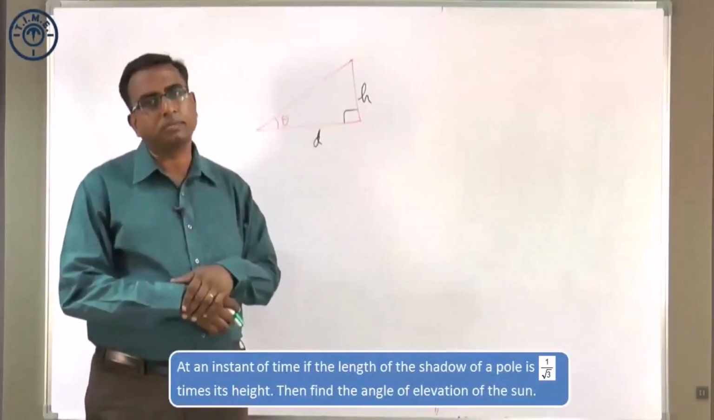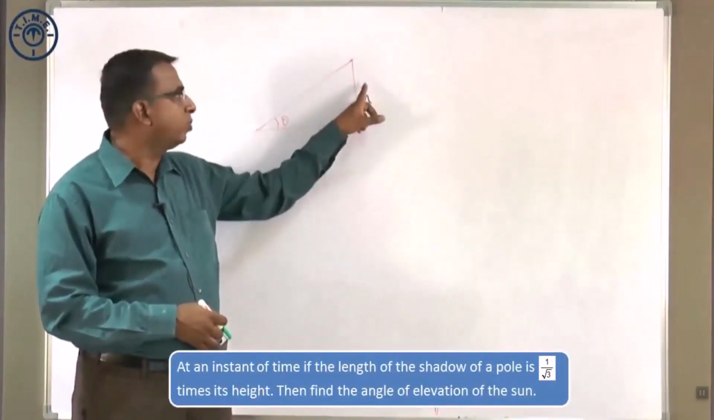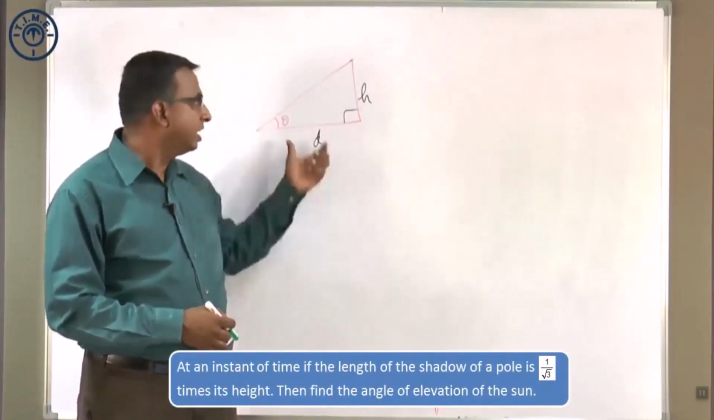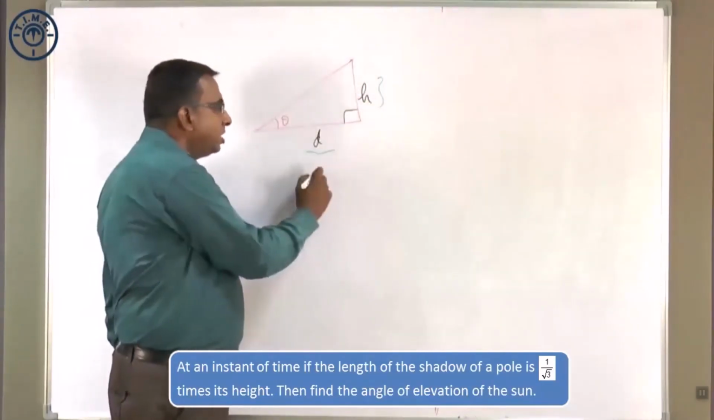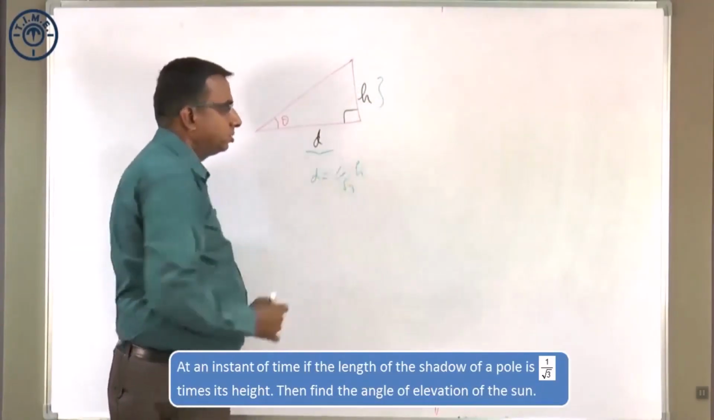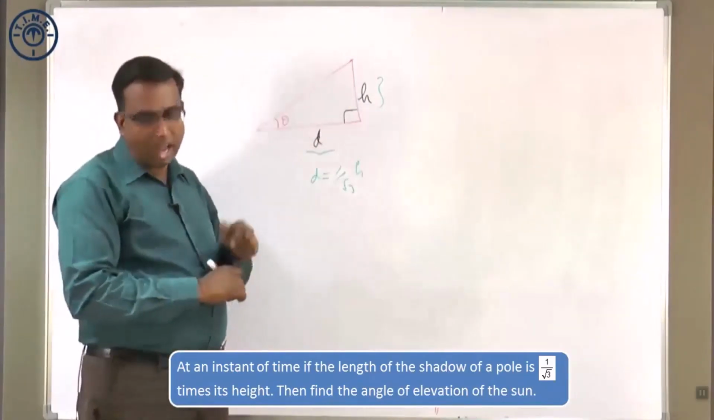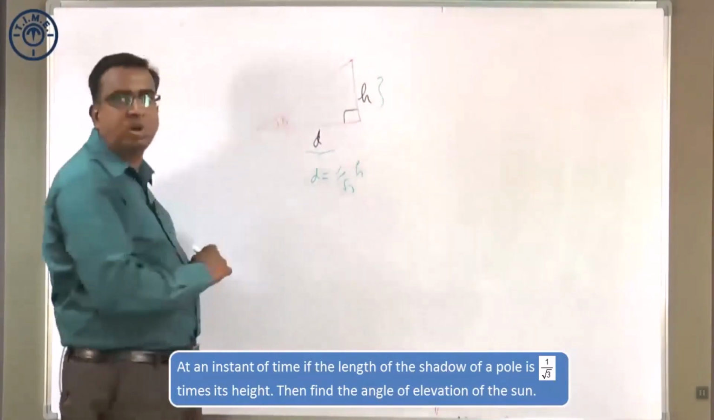Here we have a problem where there is a pole. The shadow of the pole is on the ground, and it is given that the length of the shadow is d, the height of the pole is h. The length of the shadow is 1 by root 3 times that of h. The question is to find the angle of elevation of the sun. That means this angle is what we have to find.